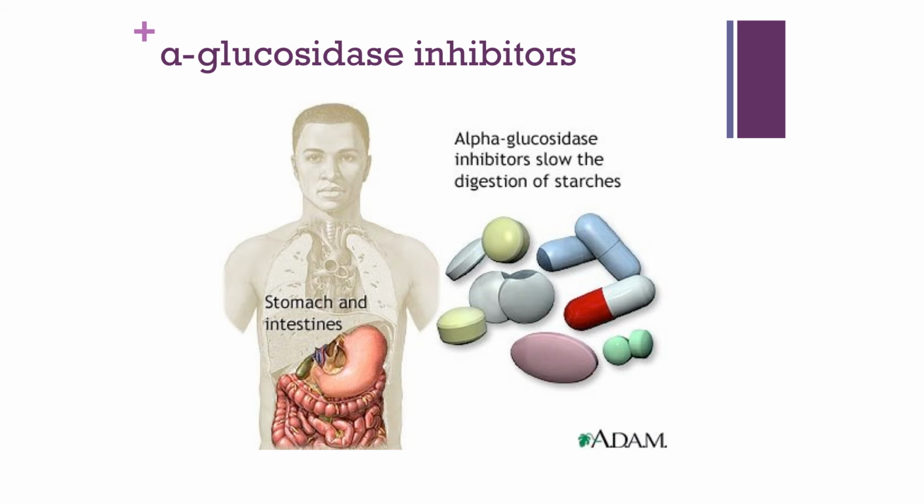All right, so now we're going to get into the quick and dirty about our type 2 medications. These fall into a variety of different classes, and the first class we'll talk about is called the alpha glucosidase inhibitors. These are also called starch blockers. They are called that because they slow the digestion of carbohydrates. You might know that carbohydrates spike blood sugar.